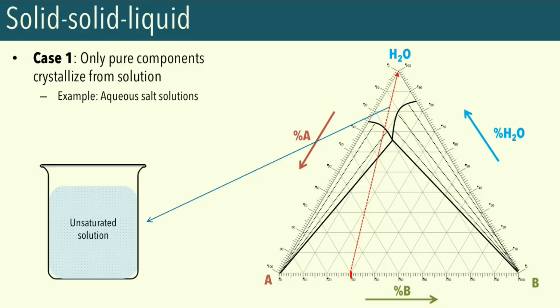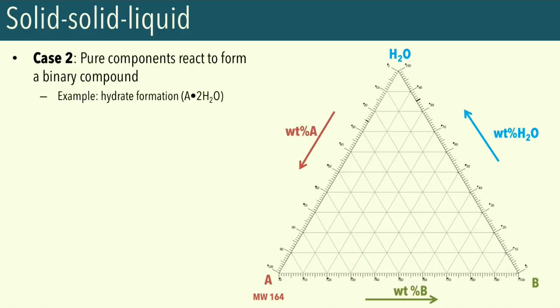So we could also do the same analysis for when we have a reaction between our components. But keep in mind again that the same treatment for our phase diagram is going to be the same. We're just going to be adding an additional feature to our phase diagram. So for our second case, let's consider when our pure components react to form a binary compound. This is very similar to our two component system in which our two components reacted to form a binary compound. In our particular example, let's consider hydrate formation. We're going to have one of our pure components, A, reacting with water to form the hydrate.